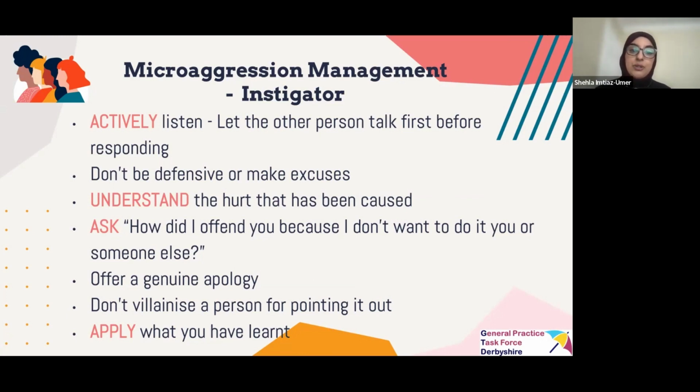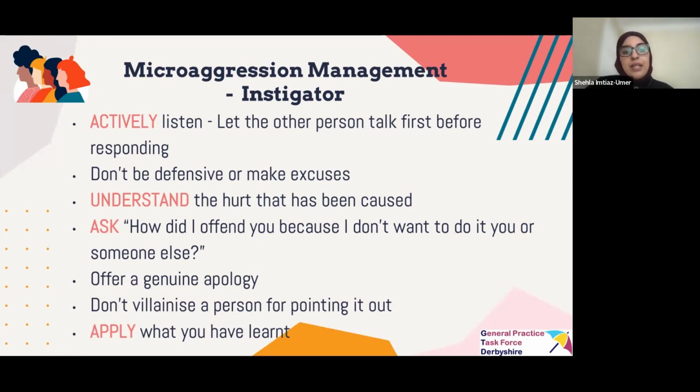So don't go back to intent versus impact and say, well, I didn't mean to say it that way, and they're just being overly sensitive, and why is that such a big deal? It's really important to actually understand the hurt that's been caused, because we do live in a society now where increasingly offensive comments are labelled as being under the banner of free speech.